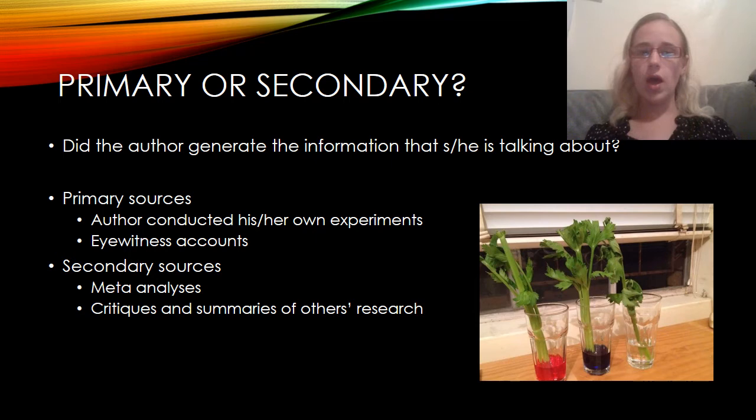Secondary sources are things where people are talking about information or experiments that other people conducted. So meta-analyses, so that means an analysis of other people's analysis, or critiques or summaries of others' research. We might be talking about a news article that's commenting on some research that someone did. It's not necessarily that one is better than the other. Typically, it depends on what your purpose is and about the quality of the actual source when we're talking about what is better.